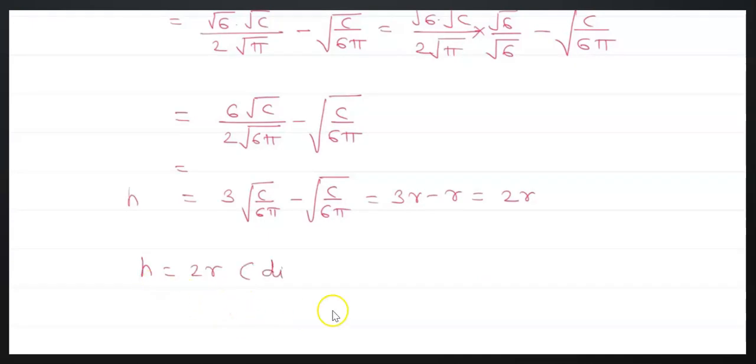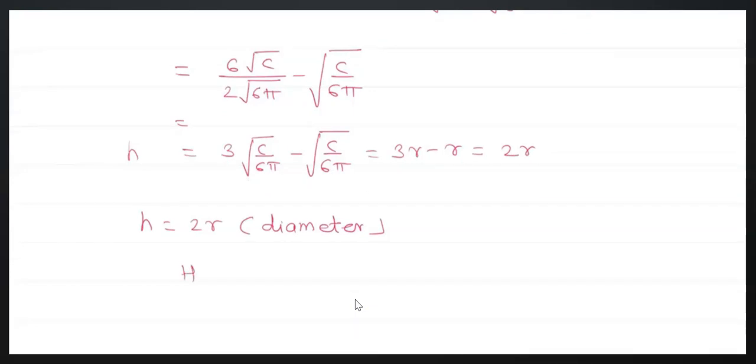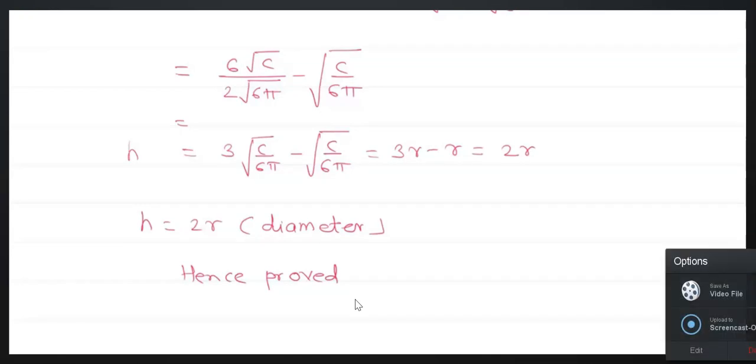Therefore h is equal to 2r, and that is equal to the diameter. And hence, it is a proof.